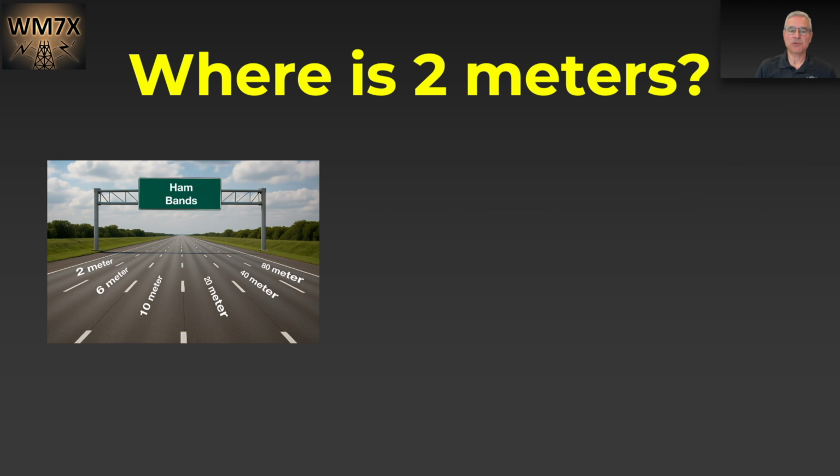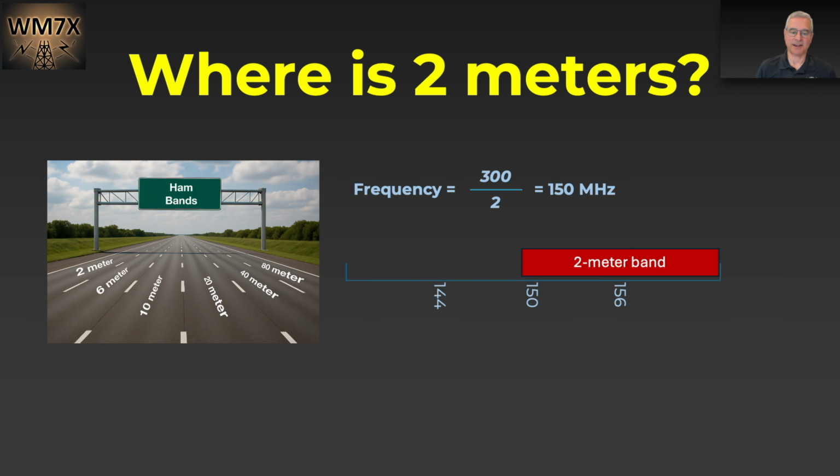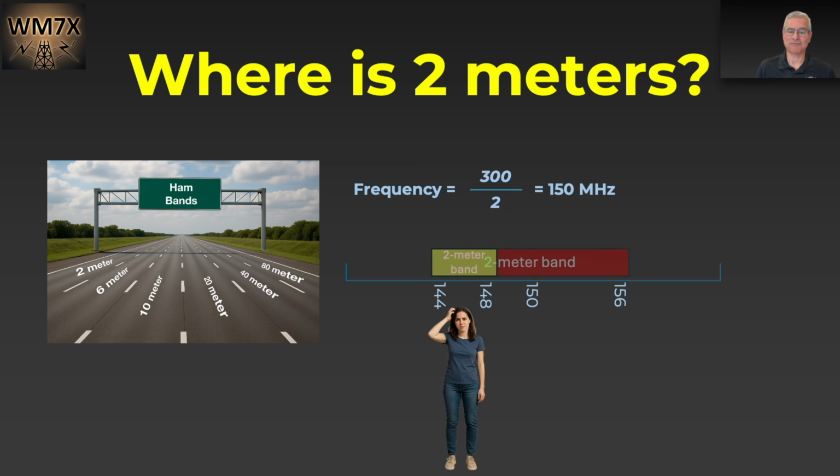Okay, if we use a wavelength to identify a band, how do we do that exactly? Let's look at the 2-meter band as an example. All right, we know that 2 meters is equivalent to 150 megahertz, so you might be thinking the 2-meter band starts at 150. No? Okay, well maybe it ends at 150. No? Well, then maybe it's centered at 150. No such luck. The 2-meter band runs from 144 to 148 megahertz.